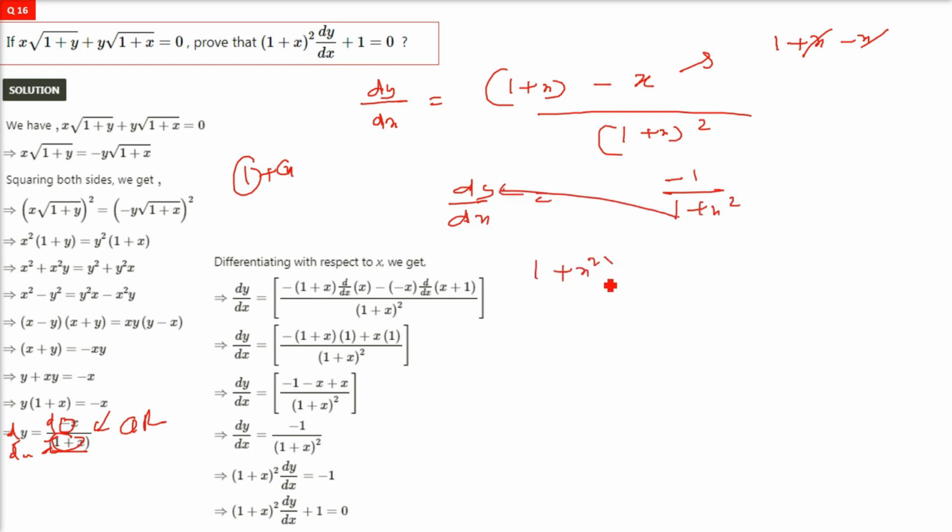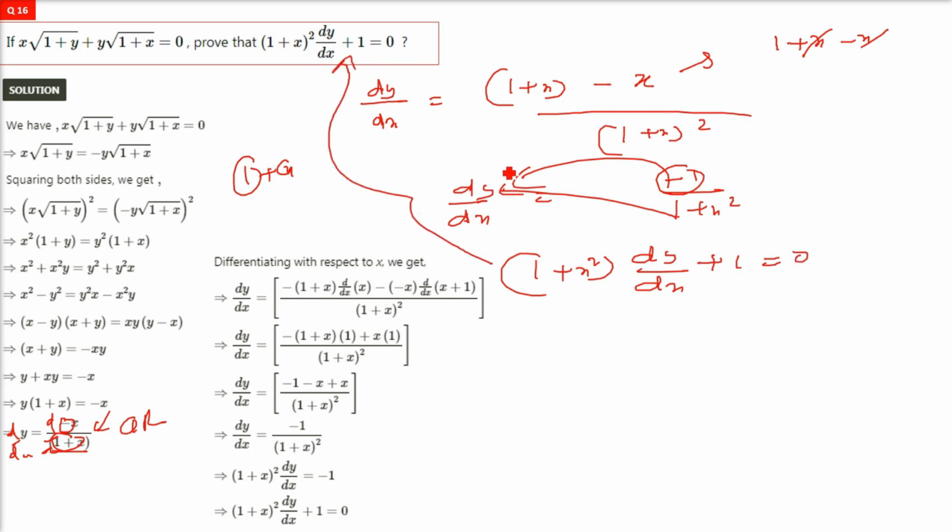Now cross multiplication: 1 plus x square into dy by dx, and plus 1 when it comes to the left hand side, plus 1 equals 0. This is what we need to prove. Alright.